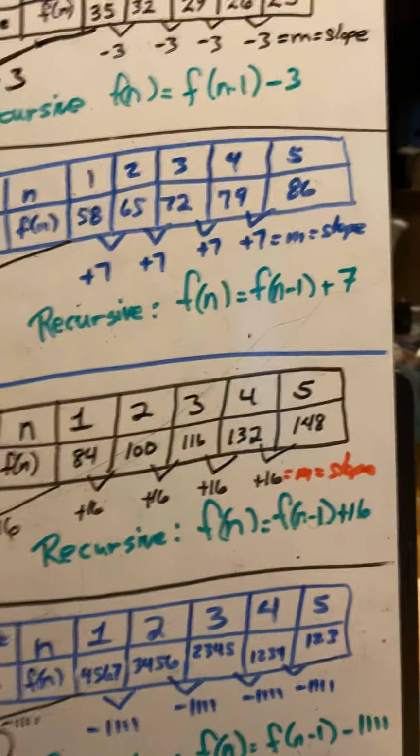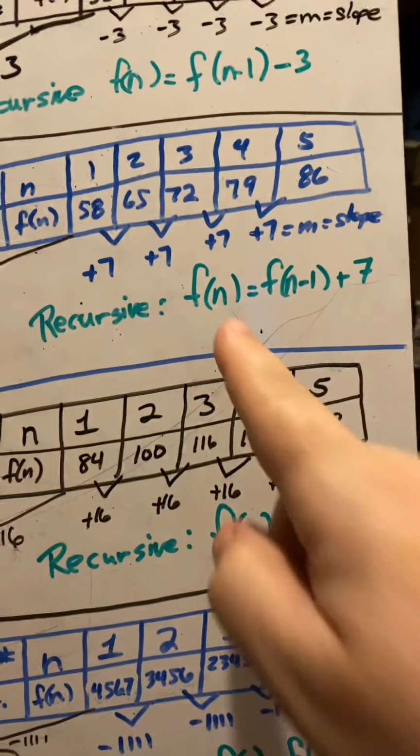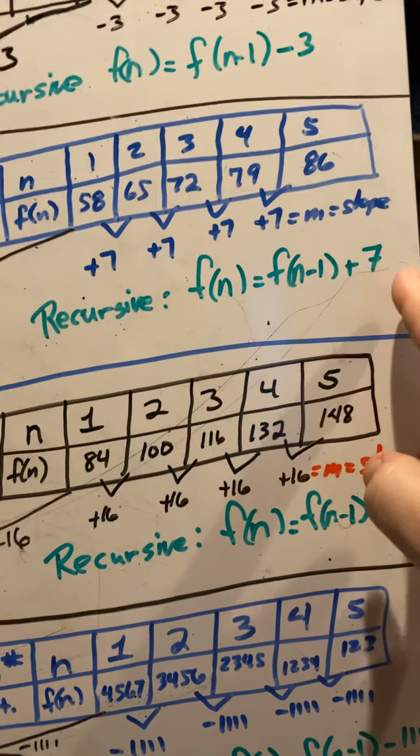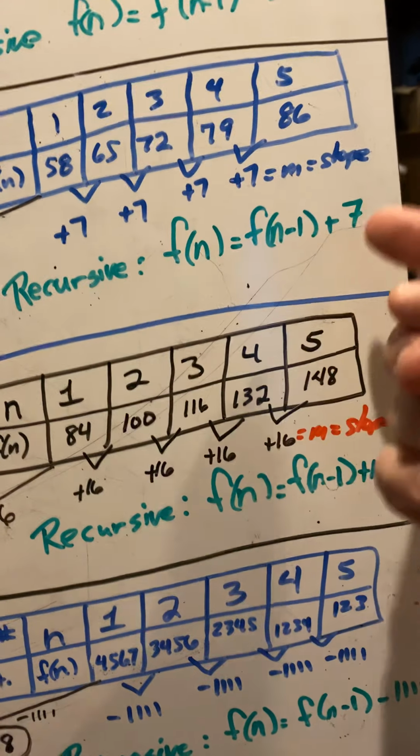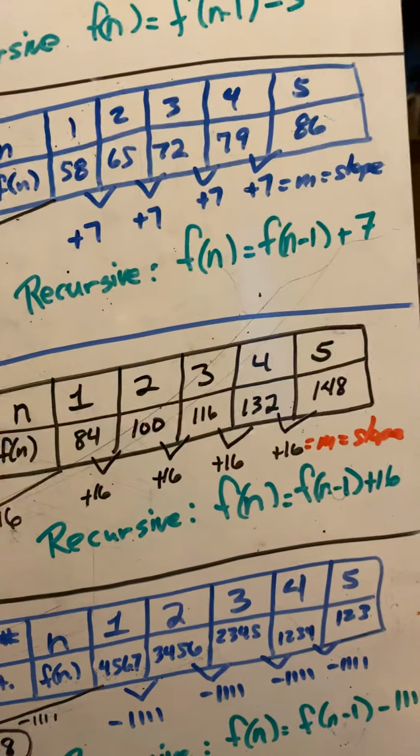The recursive formula will be f of n is, I look at the term before me and I add 7. That's what this term right here just means. f of n minus 1 means look at the term prior to myself.